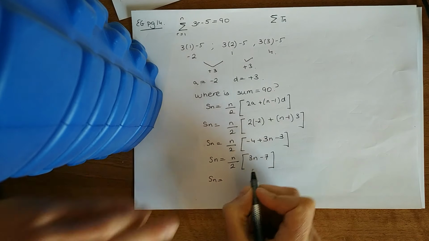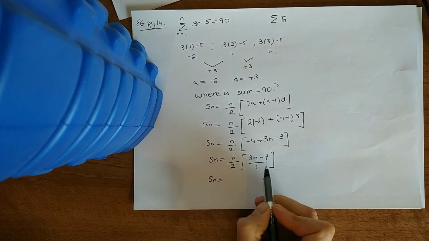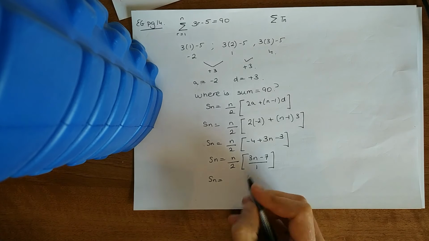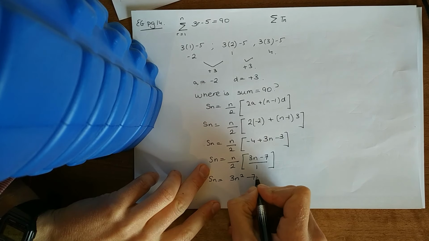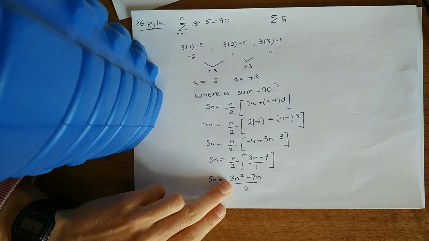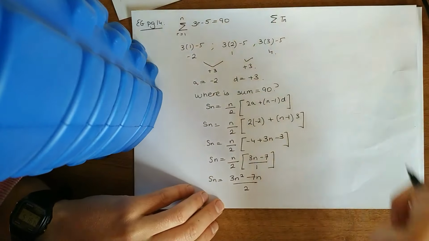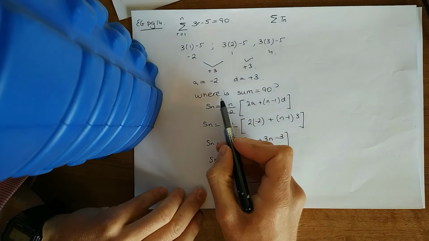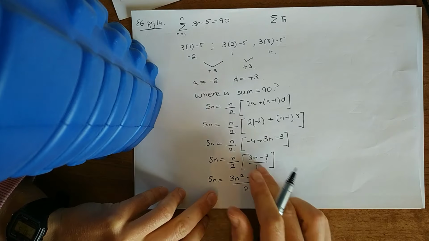And then once I've got this, again the brackets just mean multiply. To keep it right, maybe put that over 1 and then top by top, bottom by bottom. So 3n times n is 3n squared minus 7n over 2. Since 2 doesn't go into them evenly, you could write 1.5n squared minus 3.5n. That's perfect as well. Now that's not this question done, because we said up here, where's the sum equal to 90? The sum of the nth terms.